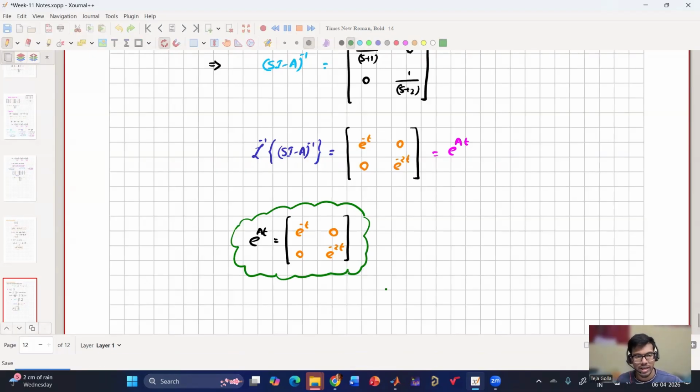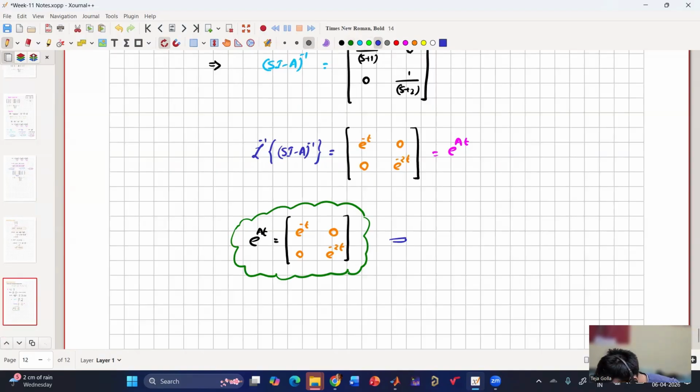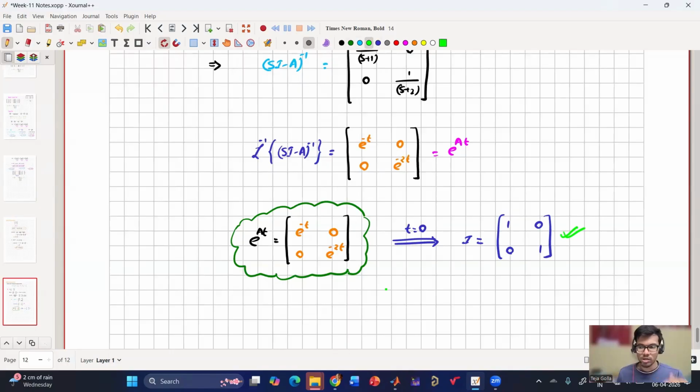So just to cross check, we can put t equals to 0 and see whether it is identity matrix or not. So put t equals to 0. Then on the LHS, e to the power 0 is basically I. On the RHS, e to the power 0 means 1, 0, 0, 1. So this is just to cross check whether what we have done is correct or wrong. So we have cross-checked that it is coming to be correct. So for the first matrix, we have seen that it is a little bit straightforward, and then we have gotten the exponential matrix, or the matrix exponential.